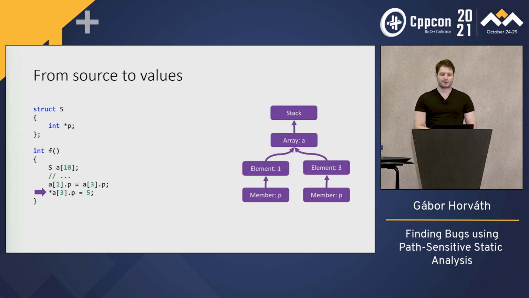One way to do that is to build a graph that is modeling the layout of the memory. And in this graph, the edges are the includes relationship. So, for example, if I look at the program point that is highlighted on the screen, we have an array, and in that array we have elements, and in those elements are structs, and those structs have members. So a member is included in a struct that is an element of the array, and that array is on the stack. So here we can represent this with this graph.